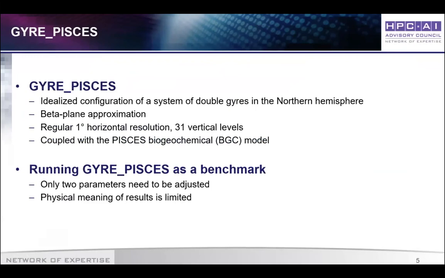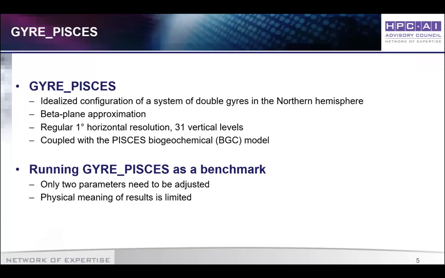So, what is it? Gyre Pisces is an idealized configuration of a system of double gyres, meaning regions of the ocean circulating in the northern hemisphere. Beta plane approximation, not being an ocean expert, I don't know what the beta plane approximation is. Well, I'll have to check it out. But it's based on a regular 1 degree horizontal resolution and using 31 vertical levels.